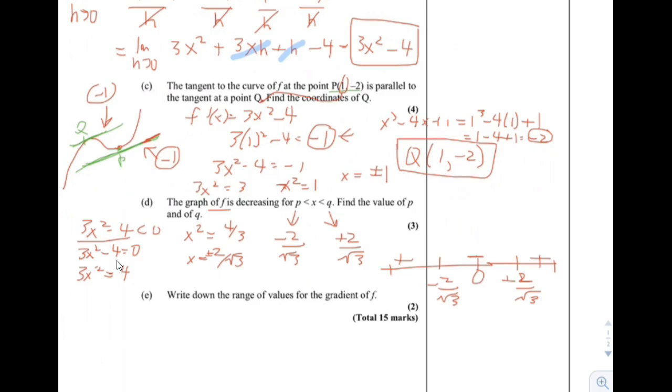Okay, so they ask, when is it decreasing? It's decreasing in this interval here, between negative 2 over square root of 3 and positive 2 over square root of 3, which are the 0 points. Okay.